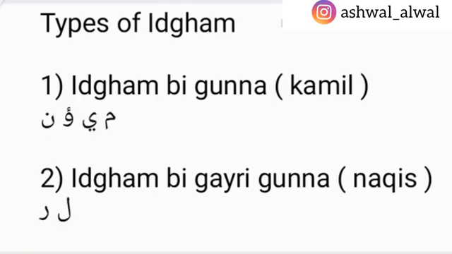Under each type of idgham, there are letters assigned to them. Bigunna has 4 letters, which means whenever you're applying the rule of idgham, if you see these 4 idgham letters, then you would make a gunna there. Whilst the other 2 fall under bigayri gunna, which means you wouldn't make a gunna whilst applying the rule of idgham whenever you see either of these letters. Let's move to the example of it in the Holy Qur'an, where I will recite it and then you will understand what the whole topic is.